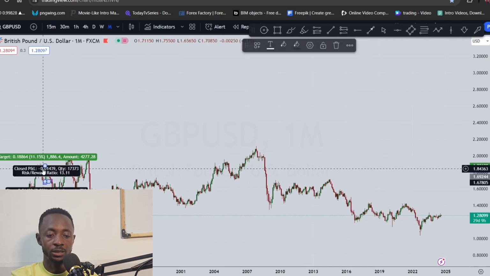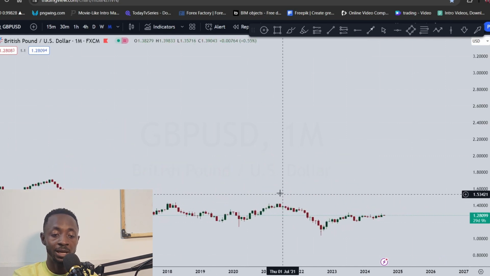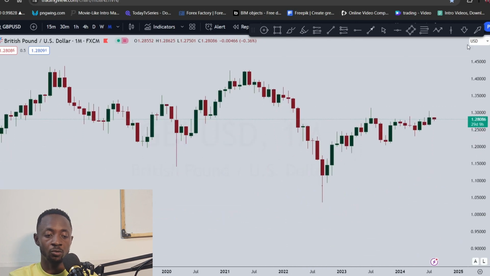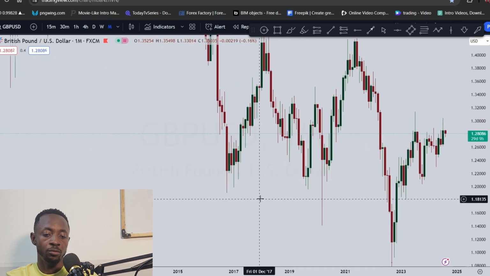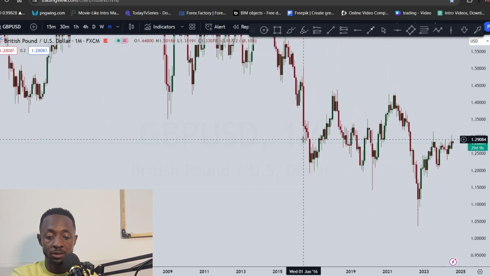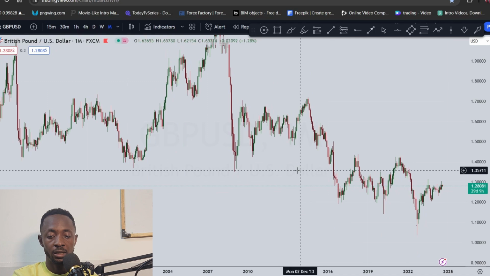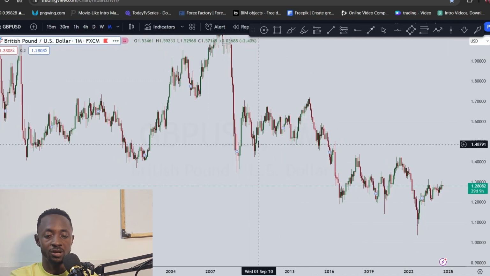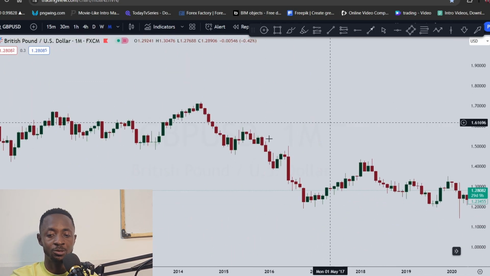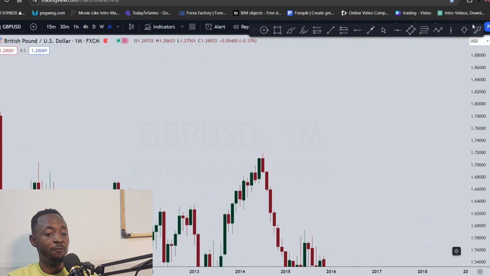So when you open the chart, this is what you see. You just see a bunch of lines, like candles, going up and down. You don't even know what it means. So this is how we illustrate price in Forex. All these things you are seeing, like candles, they are price action. They are the way the market price moves.